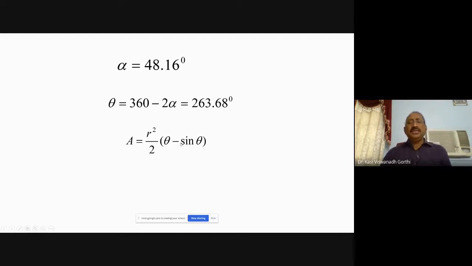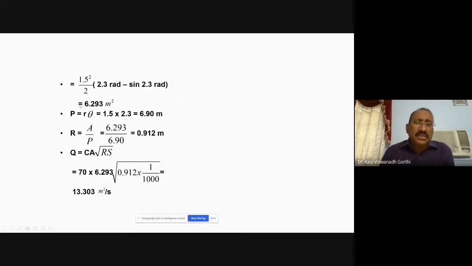R square by 2 into theta minus sin theta, and then substituting here, you are getting the wetted area 6.2 meter cube. Wetted perimeter P is equal to R into theta, 6.9. Hydraulic radius will be A by P, 6.2 by 6.9, 0.9 meters, and the discharge Q is C A square root of R S.